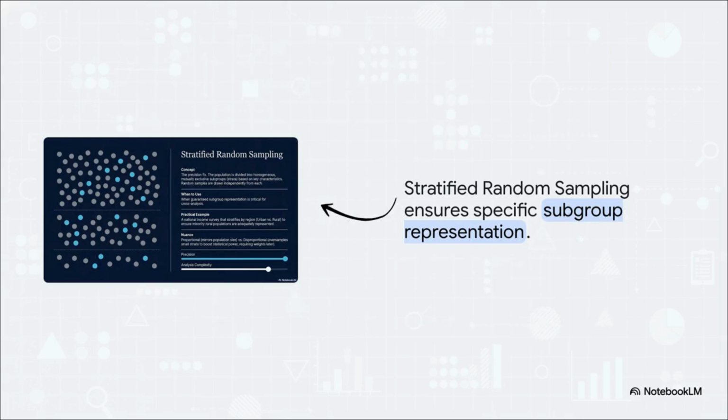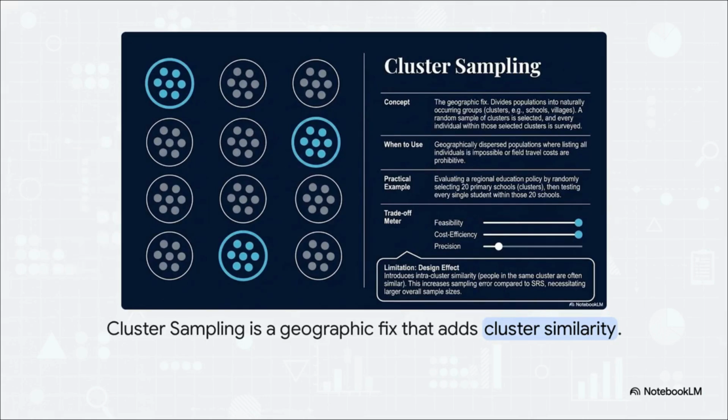Which brings us to the precision fix, stratified random sampling. Instead of just blindly pulling names out of a giant hat, you first divide your population into homogeneous subgroups. We call these strata, like urban and rural. Then you pull a random sample from within each of those groups. This mathematically guarantees that critical minorities or specific subgroups are properly represented in your final data, without leaving it completely up to chance. But what if your population is scattered across 50 different districts? You still can't afford to travel to every single one of them.